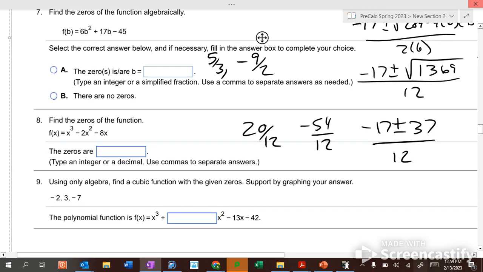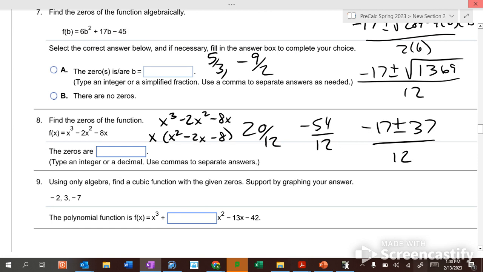The zeros of this function, what do we do first on this function? If we want to factor it, take out an x. Very good. So it's x squared minus 2x minus 8. So it's (x minus 4)(x plus 2). So the zeros are 0, 4, and negative 2.